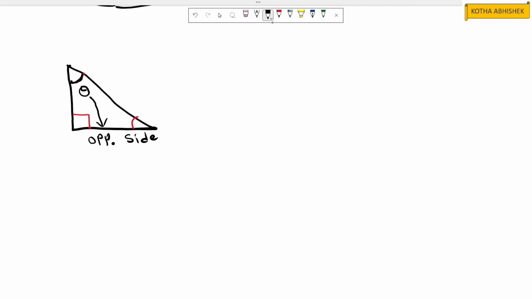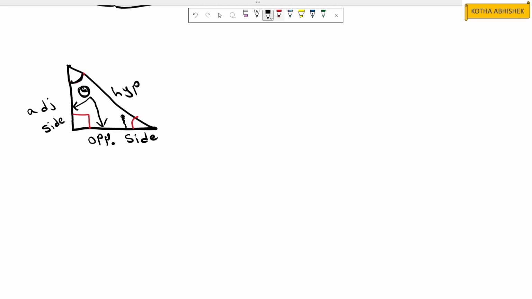Now for the same angle, this is exactly beside it, so that is nothing but the adjacent. This side is called the adjacent side, and always the longest side, or the side which is opposite to the 90 degrees, is called the hypotenuse. So this is the hypotenuse, it is fixed. If you take the angle here or here, the hypotenuse is the same. But there will always be a change in the adjacent side and the opposite side.